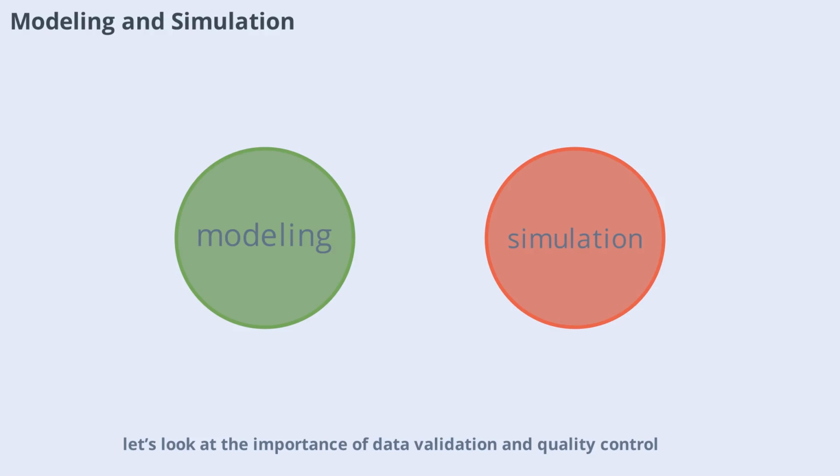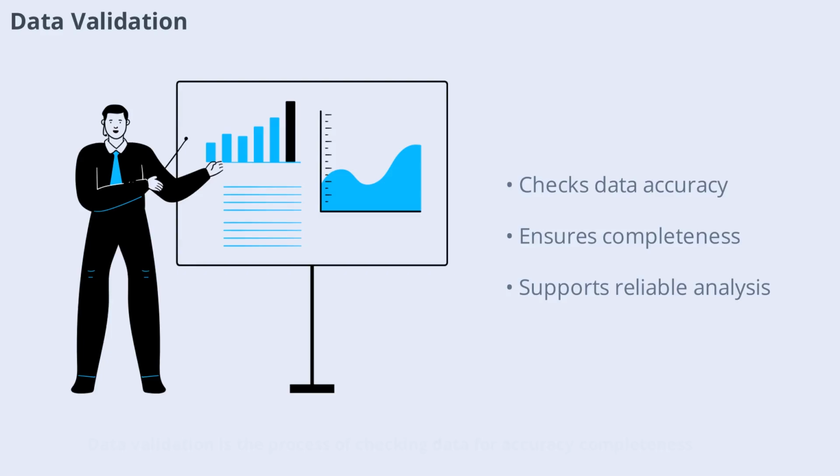Now, let's look at the importance of data validation and quality control. Data validation is the process of checking data for accuracy, completeness, and consistency. In biological research, this step is essential to ensure that conclusions are based on reliable information.